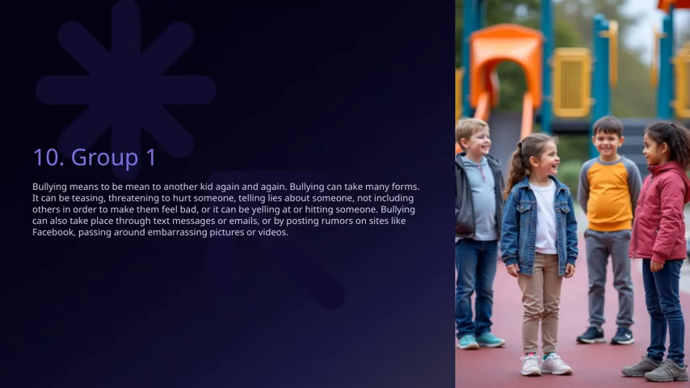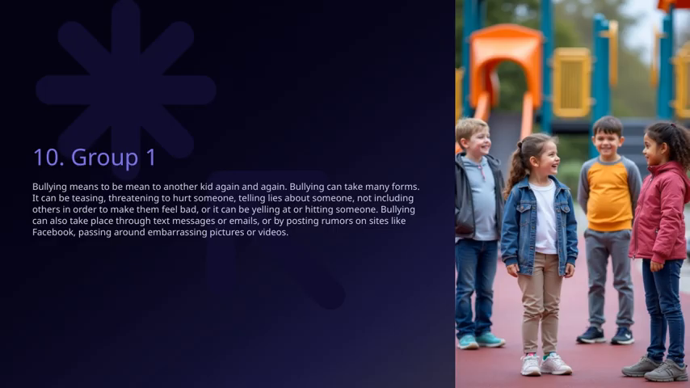Now, let's talk about what bullying really means. Bullying is when someone is mean to another kid over and over again. It can take many different forms, and it's important to recognize all of them. Sometimes, it's teasing someone or threatening to hurt them. Other times, it might be telling lies about someone to make them look bad. Not including others on purpose is also a form of bullying because it makes the person feel left out and sad. Bullying isn't just physical.